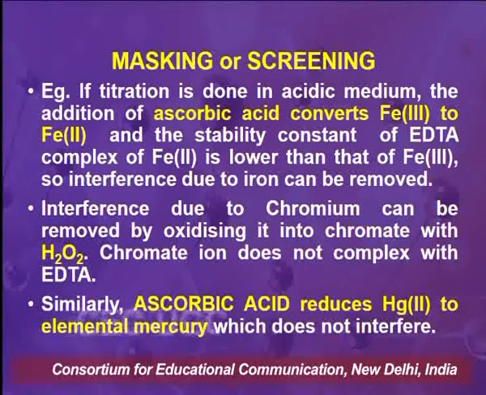So, if chromium ions are present along with any other ion, and that particular ion, for example iron or nickel, has to be estimated, then chromium ions can tend to interfere. In that case, chromium is converted to its chromate, and chromate does not react with EDTA. Similarly, ascorbic acid reduces Hg2+ ions to elemental mercury, which does not interfere in the titration of a particular metal ion with EDTA.